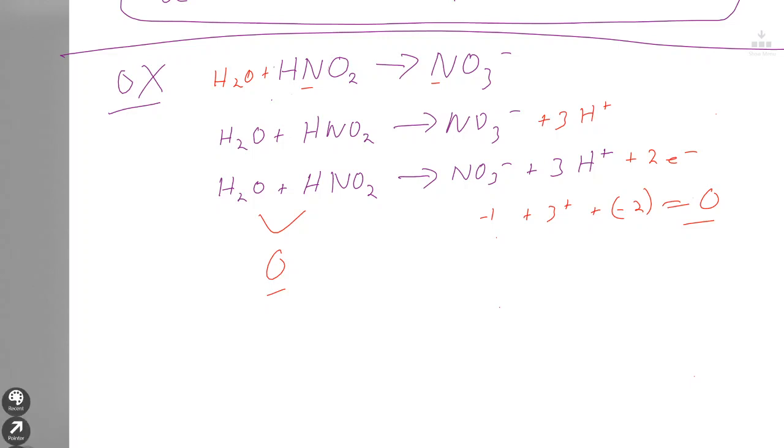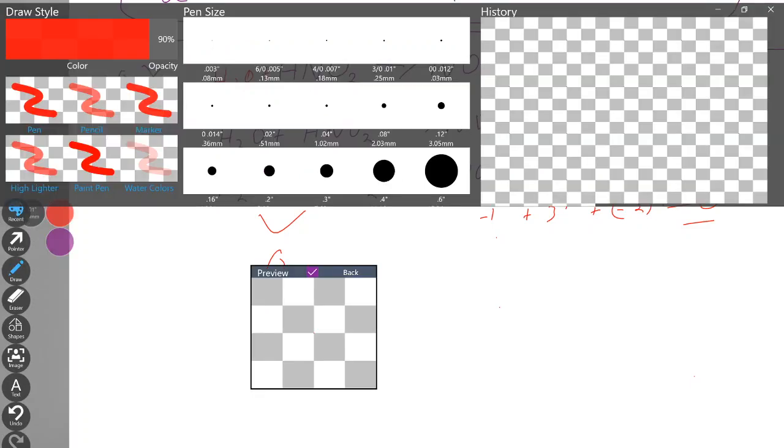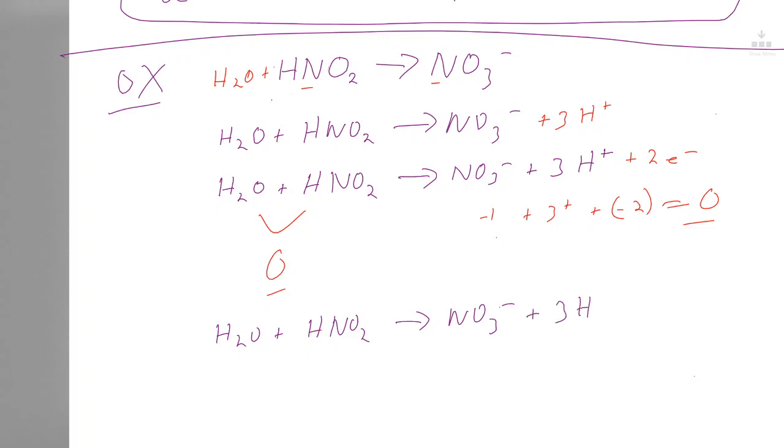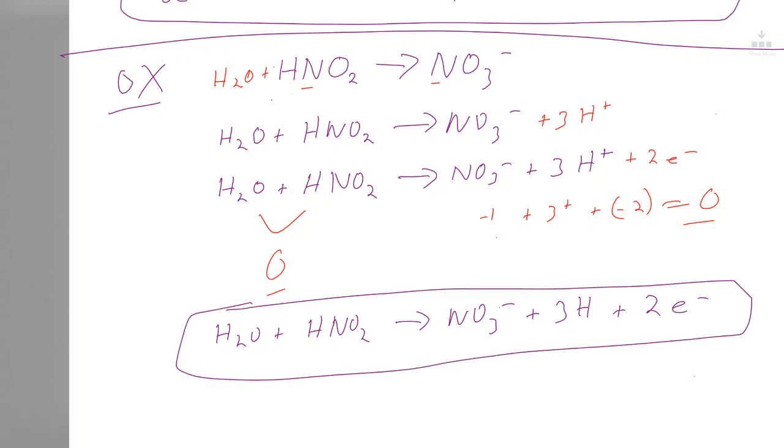So just to rewrite our equation here, this becomes H2O plus HNO2 gives me NO3 minus plus 3H plus 2e minus. So this is our final oxidation half reaction. Now what we want to do is take both of these and move on to our next step. So I'm going to set up a new sheet of paper.